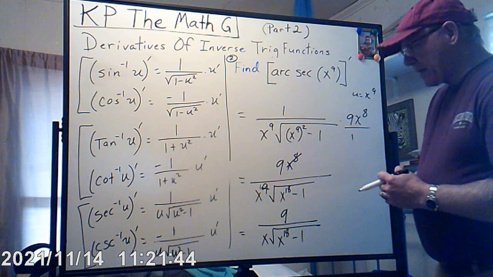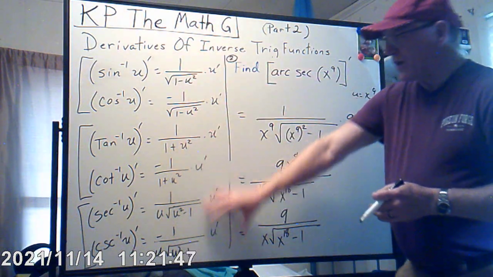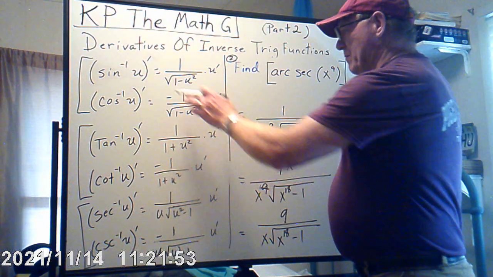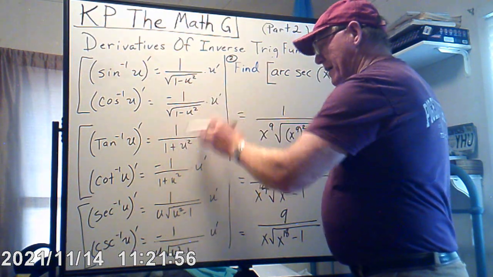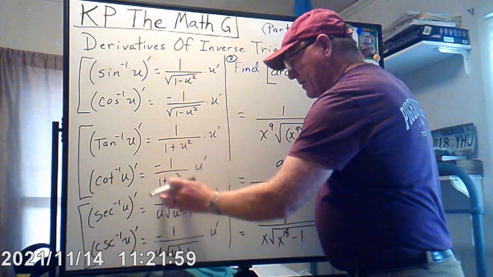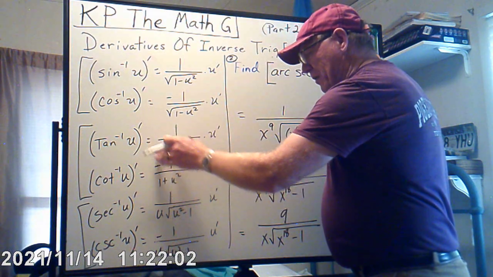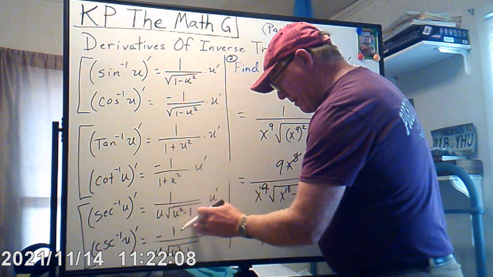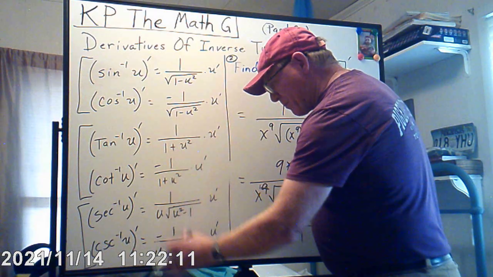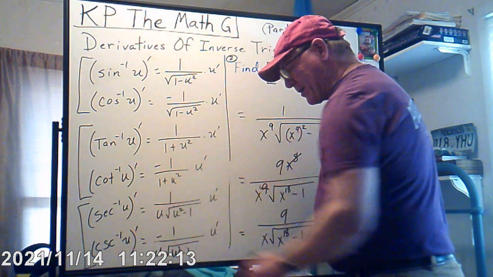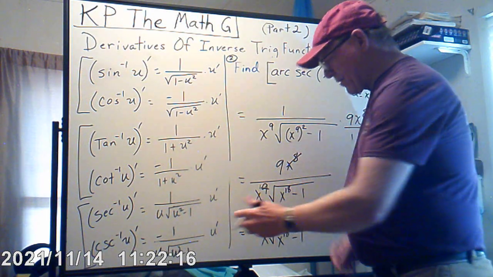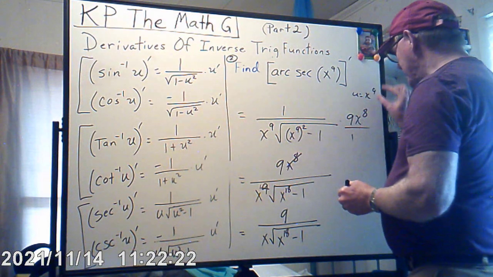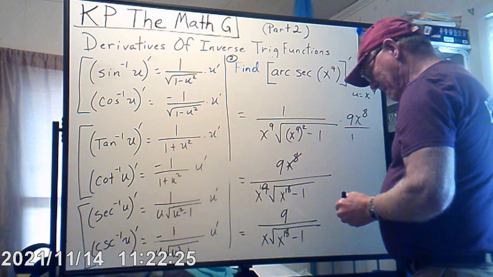So basically you need to know the derivatives of these inverses, kind of keep them memorized. The square root of 1 minus u squared for both sine and cosine, 1 plus u squared for tangent and cotangent, no square root on these. And u times the square root of u squared minus 1 for both secant inverse and cosecant inverse. And of course you have to remember at the end you're taking the derivative of u. And that's what we just did.